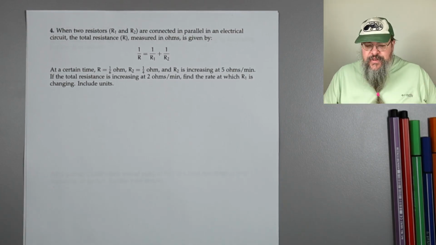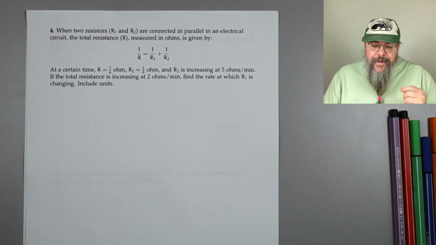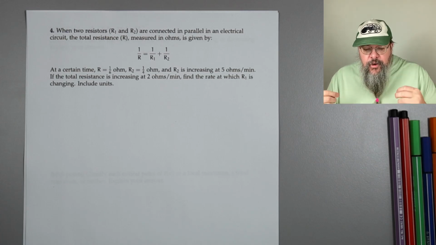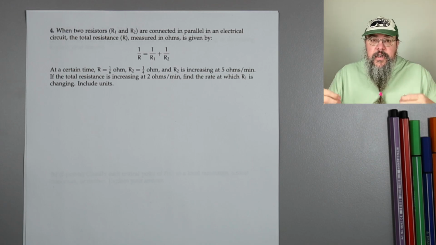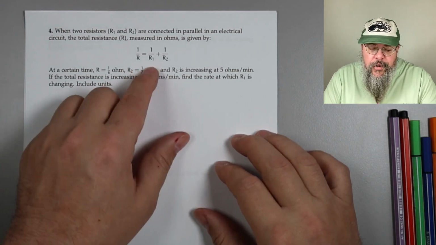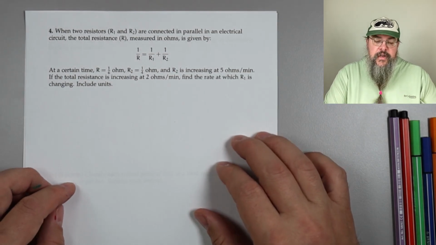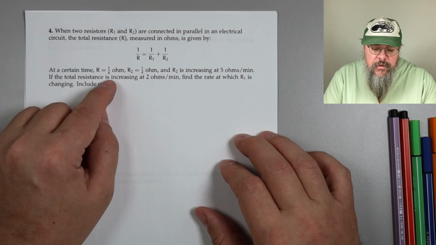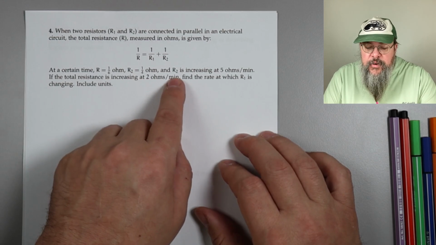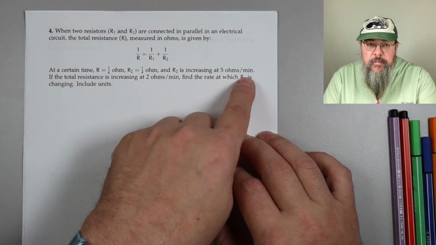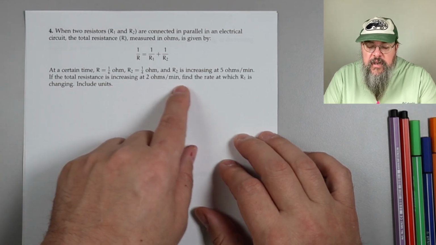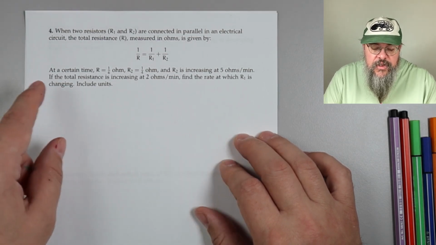When two resistors, R1 and R2, are connected in parallel in an electric circuit, the total resistance, R, is measured in ohms, and it's given by 1 over R is 1 over R1 plus 1 over R2. At a certain time, R is 1 over 6 ohms, R2 is 1 over 4 ohms, and R2 is increasing at 5 ohms per minute. If the total resistance is increasing at 2 ohms per minute, find the rate at which R1 is changing.